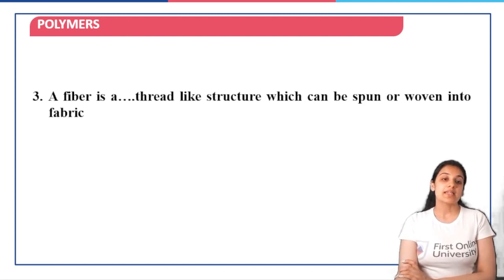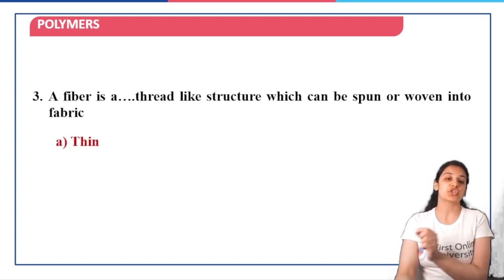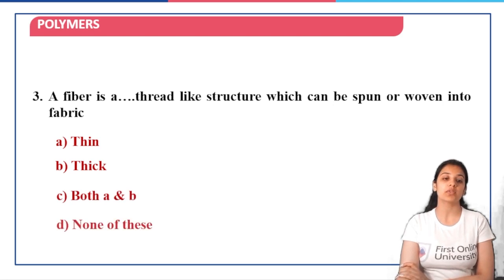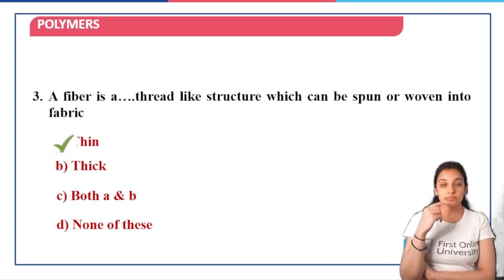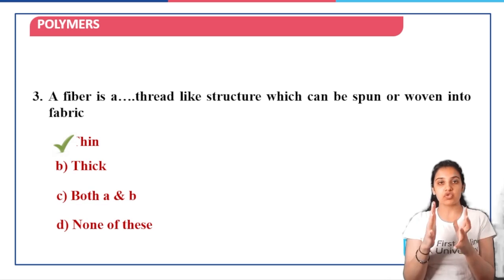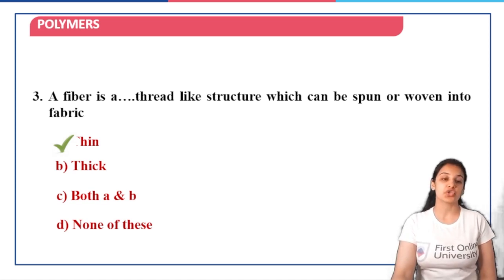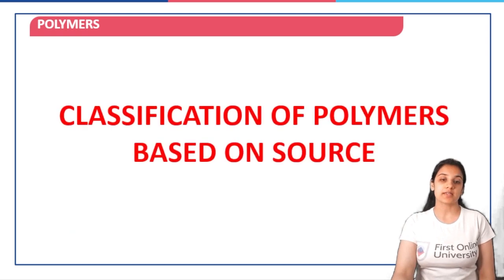A fiber is a thread-like structure which can be spun or woven into a fabric. A fiber is a dash thread-like structure: thin, thick, both A and B, or none of these. We have seen it can be both thin and thick, but when we talk about a fiber being woven, the thickness comes from many fibers being joined together, right? So it is a thin thread. We have studied the definition. So option A is the correct answer.